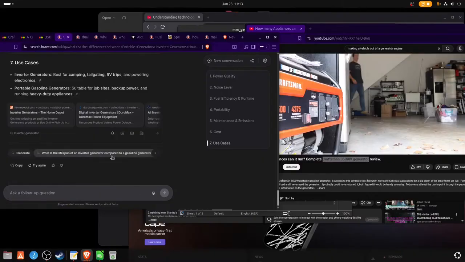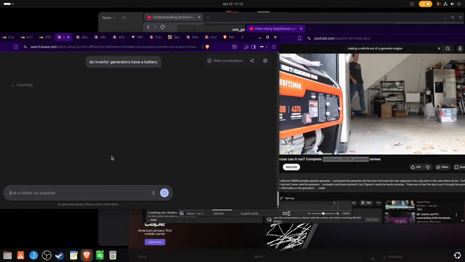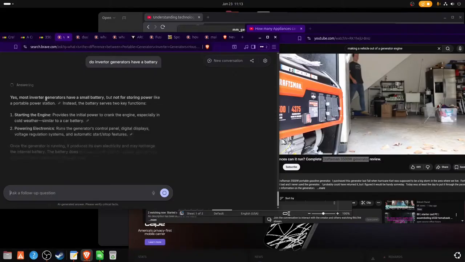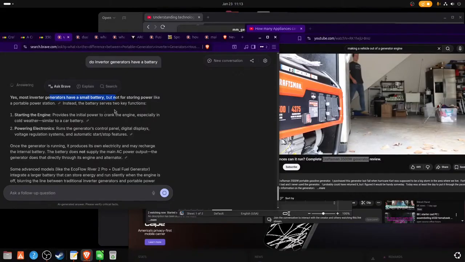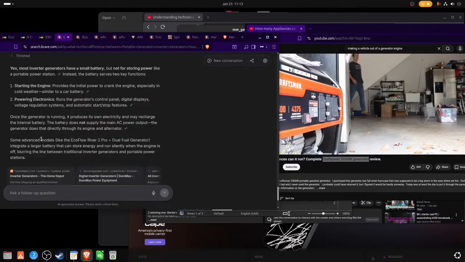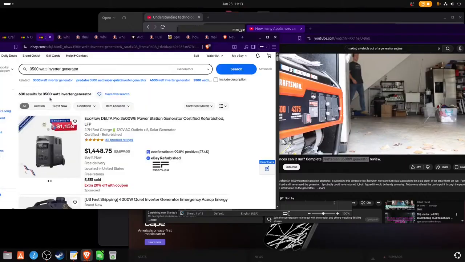So I do wonder, right? Do inverter generators have a battery? Because all of a sudden you have to replace this battery over time, right? Battery longevity, I find a really interesting science and really difficult to get a grasp on. Most have a small battery. Okay.